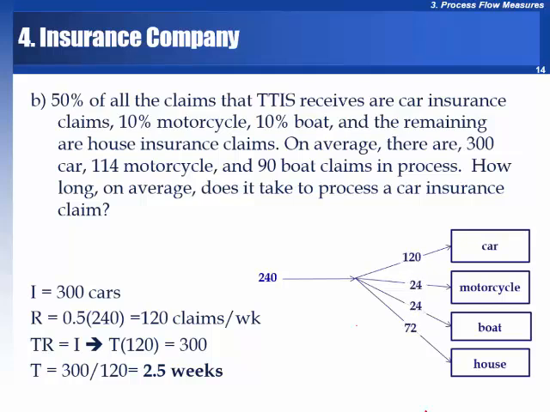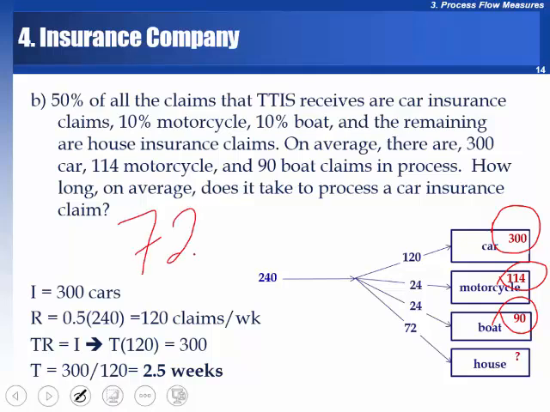So these are throughputs. When I multiply 240 by these percentages, these are the numbers I get. Then we also have inventories in each of those places. We have 300 here, 114 here, 9 here, but in our previous computation, we realized that a total of 720 is inside this system. So if I subtract those numbers from 720, I will get the inventory for house insurance.